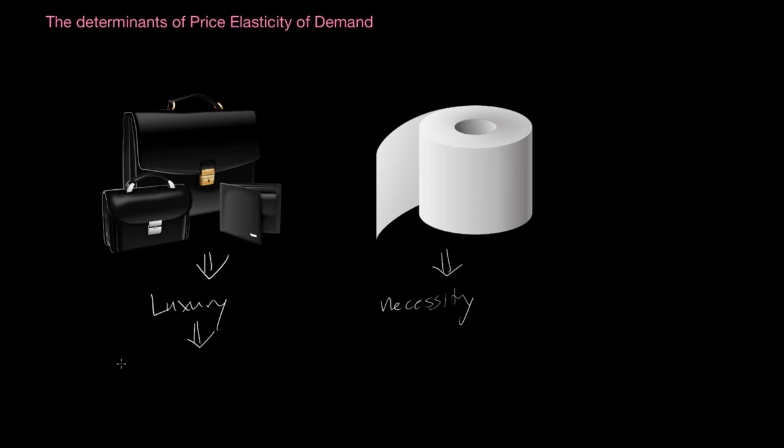Consumers can live without luxuries. If the price of luxury goods goes up, consumers can easily stop consuming them because these are things that we can live without. So demand for luxuries tends to be more elastic, whereas demand for necessities is less elastic.